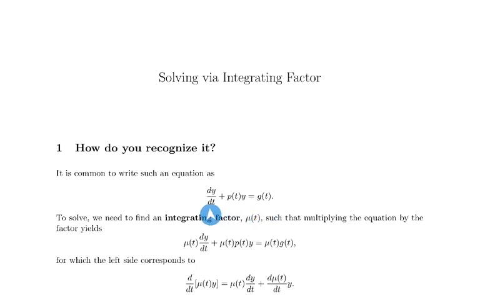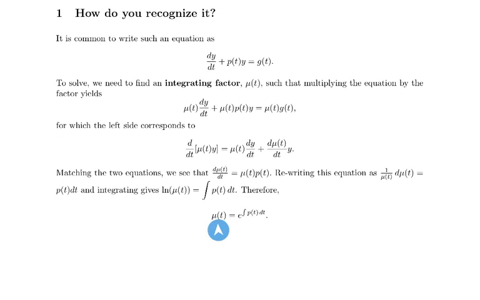And so this is y prime, or dy/dt, plus some function p of t times y equals some function g of t. If you can put it into this particular linear form, then you can get an integrating factor as shown on the bottom here, which is your integrating factor mu of t equals e to the power of the integral of p of t dt. So this will give you the integrating factor.